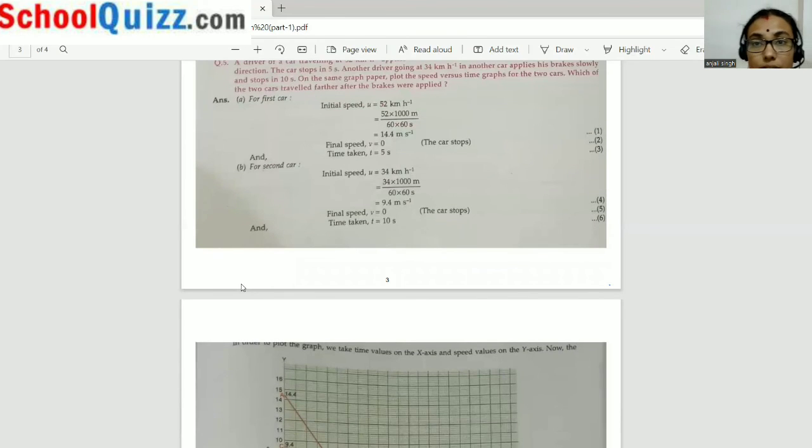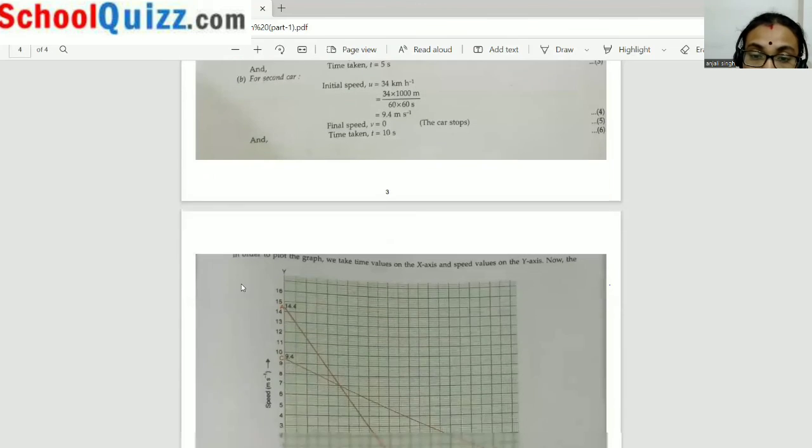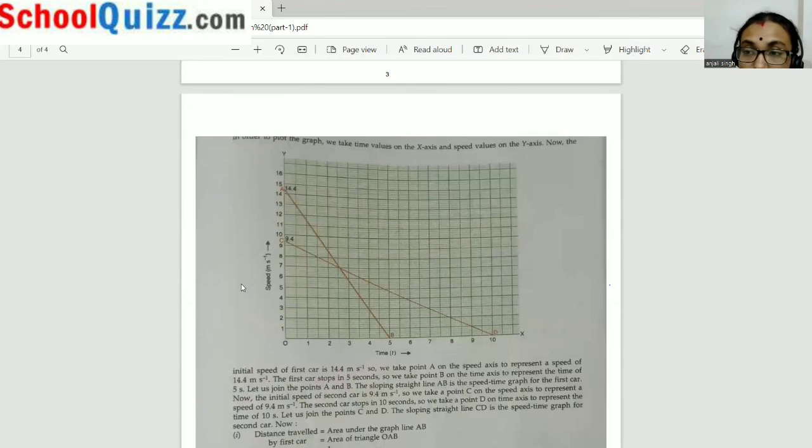Now you have to plot the graph between what? You have to plot the graph, that is okay, but between what will be the value of x component and what will be the value of y component. Here you can see in the x component you'll keep time, and in the y component you keep speed. Means this is the graph of speed time.